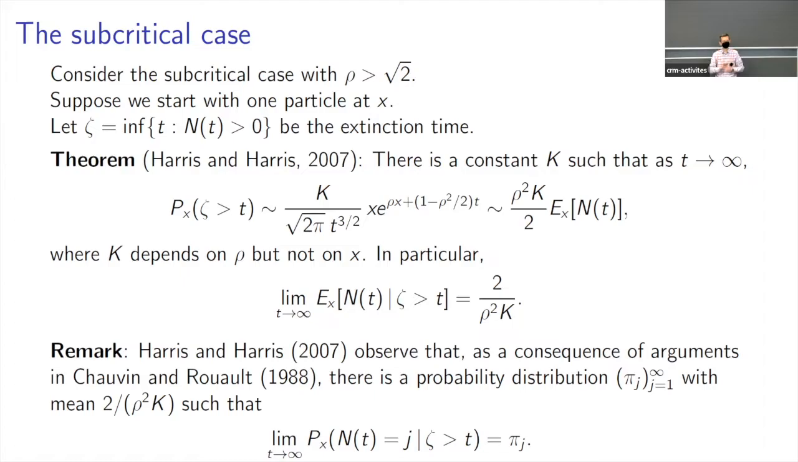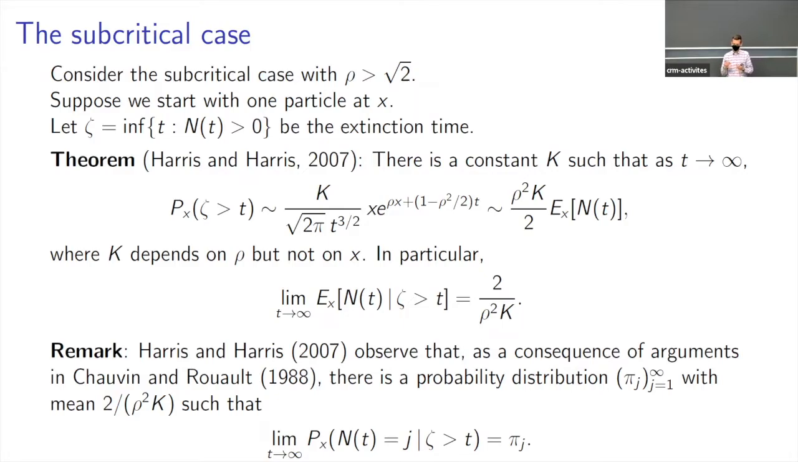Now, from this result, they also deduced a Yaglom type limit theorem for the number of particles at time t conditioned on the event that the process survives until time t. They showed that the expected number of particles at time t conditioned on survival, as t goes to infinity, converges to 2 over rho squared k.